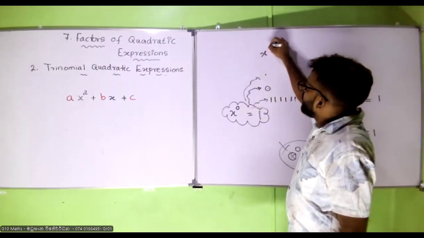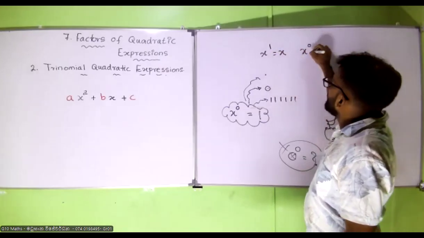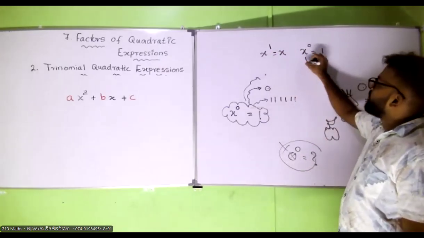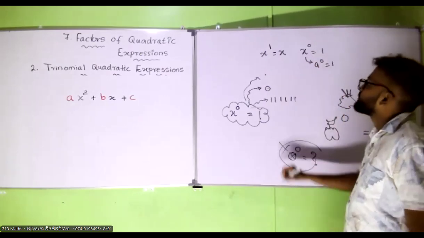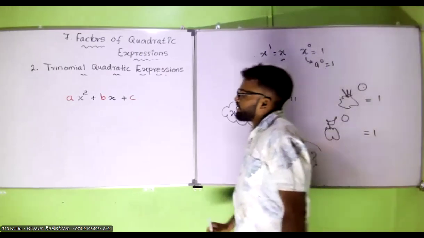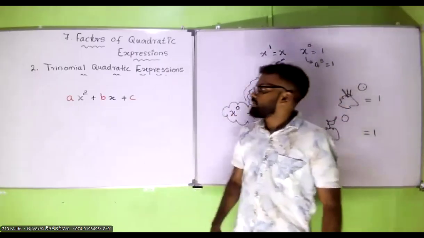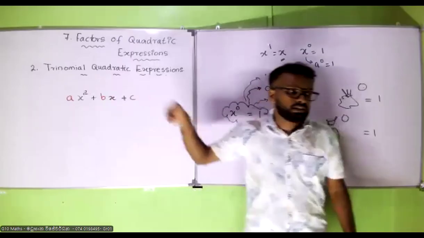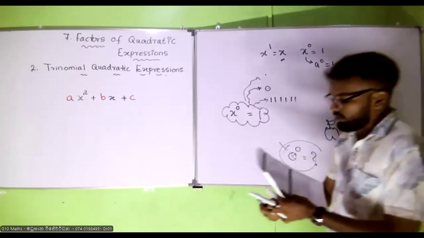X to the power 1 equals x. X to the power 0 equals 1. Right? Anything to the power 0 equals 1. So this is it. So we need to understand what are the terms inside this. So I am going to tell you what the terms are.